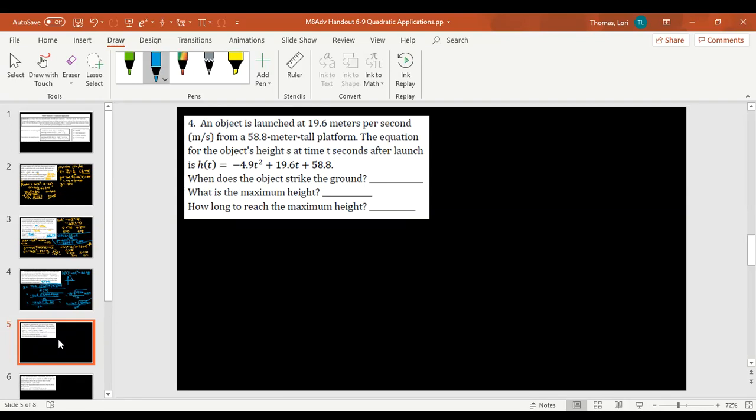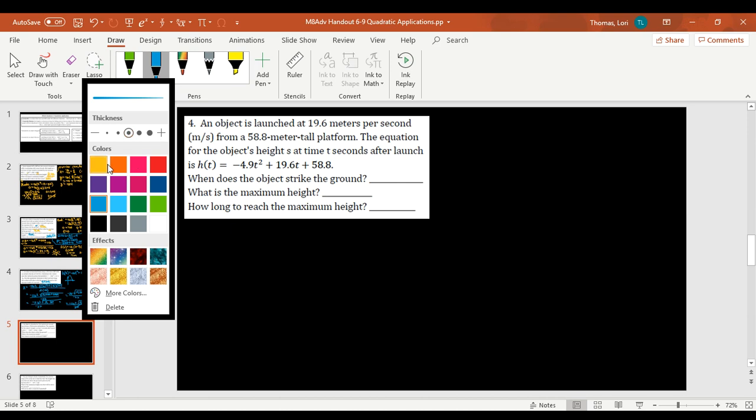Problem number 4: an object is launched at 19.6 meters per second from a 58.8 meter tall platform. So this is not going to start out on the ground, so we would have a negative root. I know that my a value is negative 4.9, not just because it tells me, but because I'm working with meters.